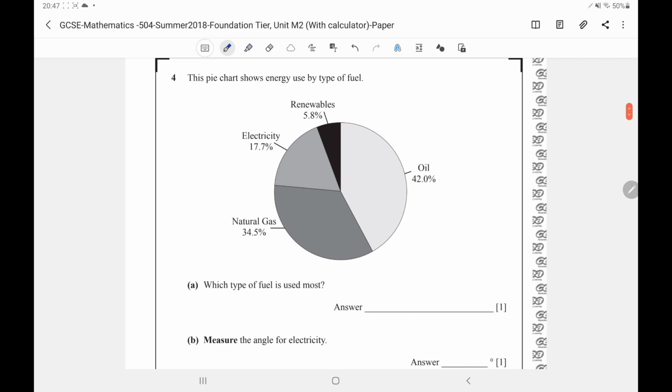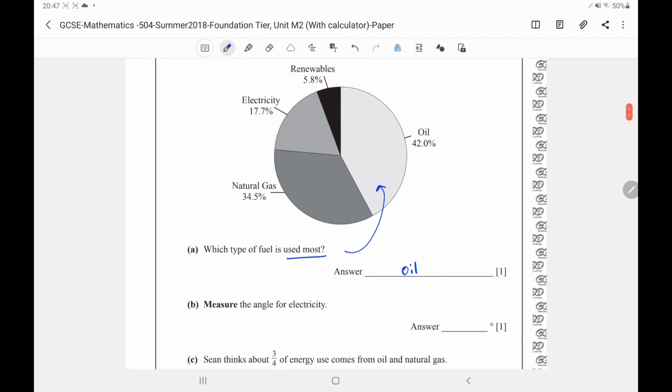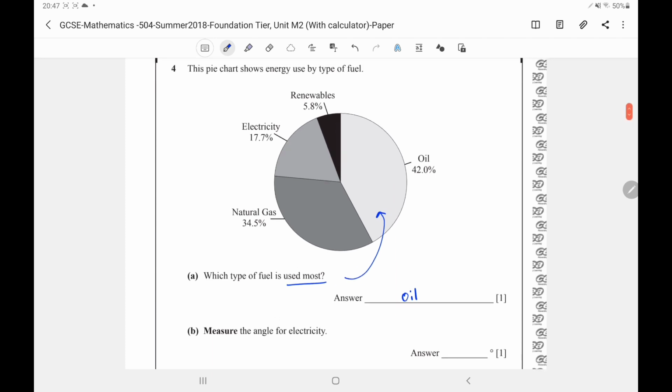Pie chart then. What type of fuel is most used? Most used has the biggest slice, so that's oil. Measure the angle for electricity. Now I don't have a protractor with me, but the mark scheme will actually take anything between 62 and 66.